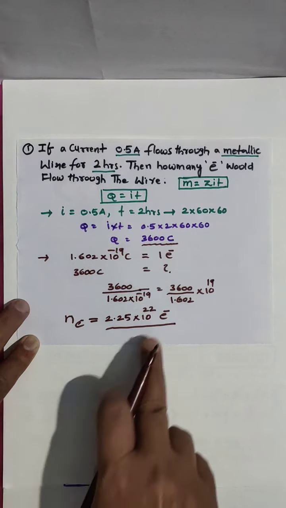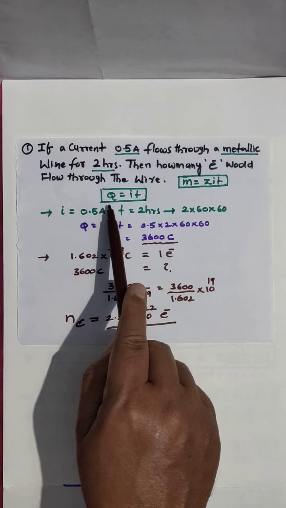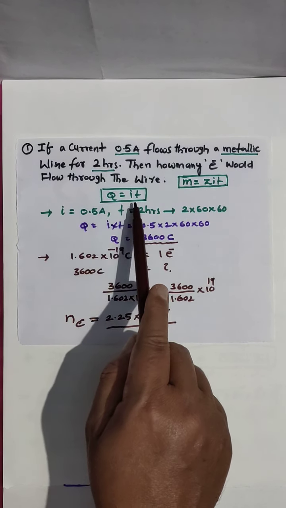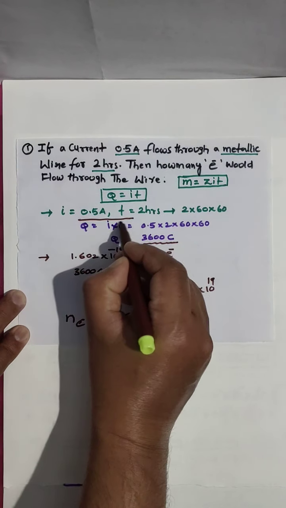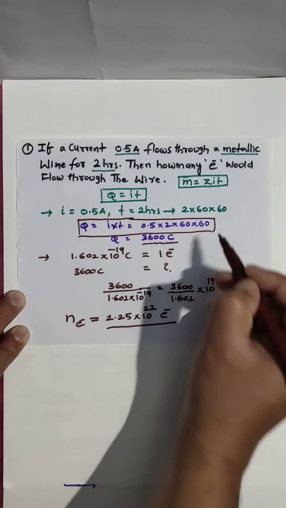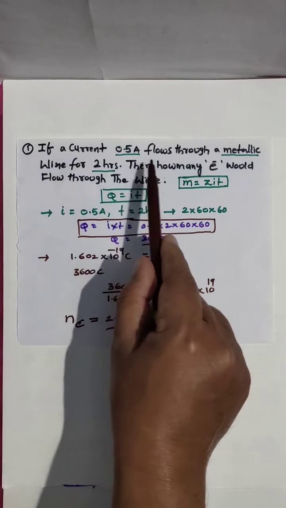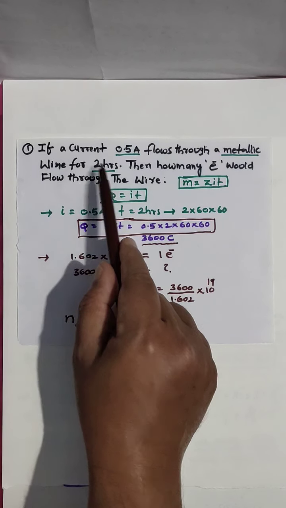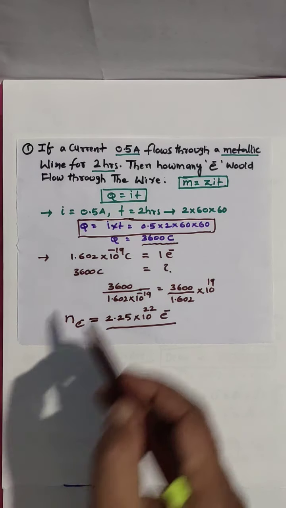Clear? Like this you can do. So whenever they ask the number of electrons, first you have to calculate the Q value. If Q is given directly, fine; otherwise, like this is the method you have to calculate. So how many electrons will flow in the wire? 2.25 into 10 to the power of 22 electrons will flow when 0.5 ampere current flows for 2 hours time. And this is how to calculate the number of electrons. Clear? Next, we'll go for another problem.